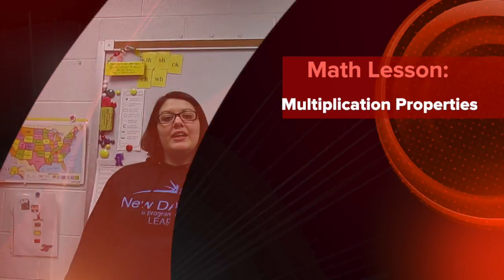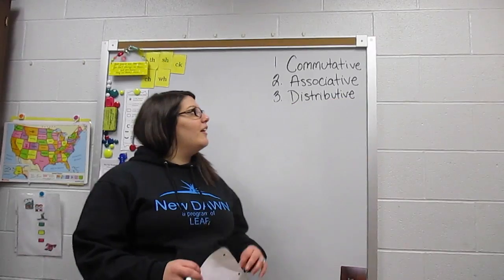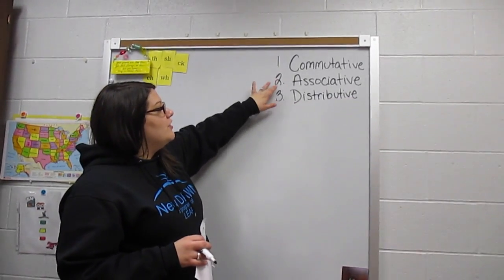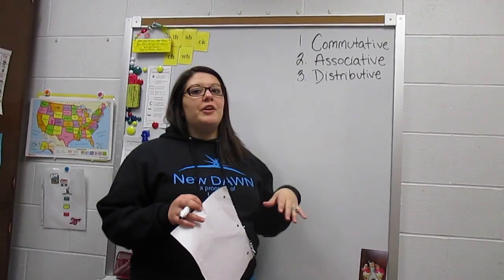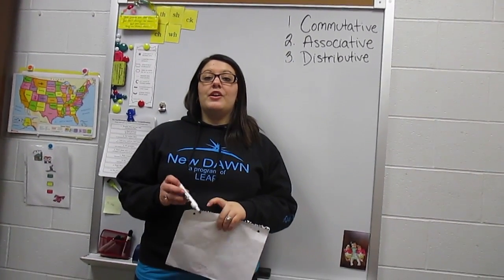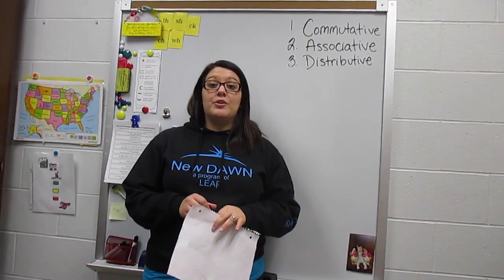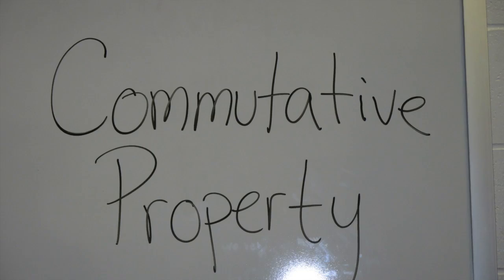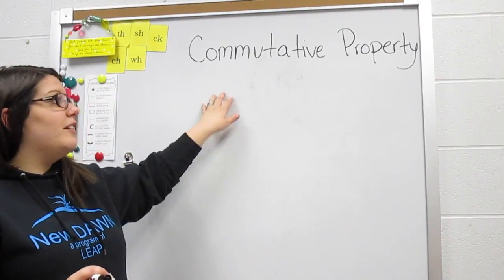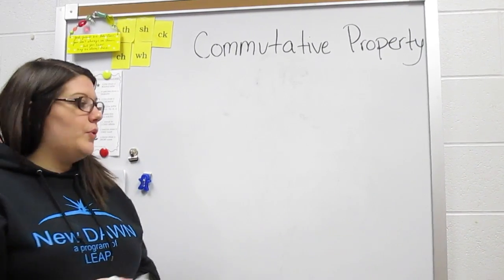We're going to be going over 3 properties of multiplication this week, and those 3 properties are commutative, associative, and distributive. I thought it would be helpful if we went over the equations and I gave you guys actual examples of how to do each problem. We're going to start off by going over the commutative property, which you guys have already seen the equation.